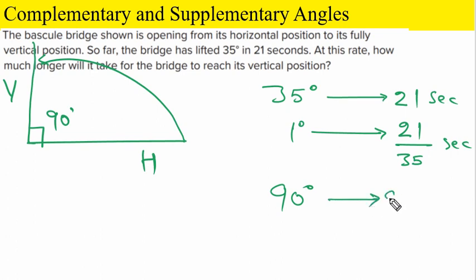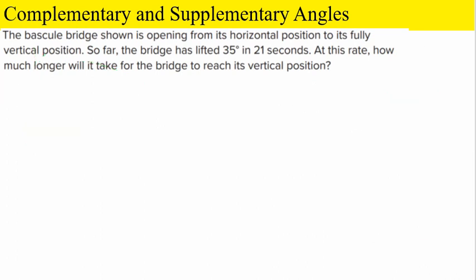To reach 90 degrees, it will take 90 times 21 over 35. You solve this, you will get 54 seconds. That's it. 35 degrees in 21 seconds, 1 degree in 21 divided by 35, 90 degrees in 90 times 21 over 35. That's it. Next question.